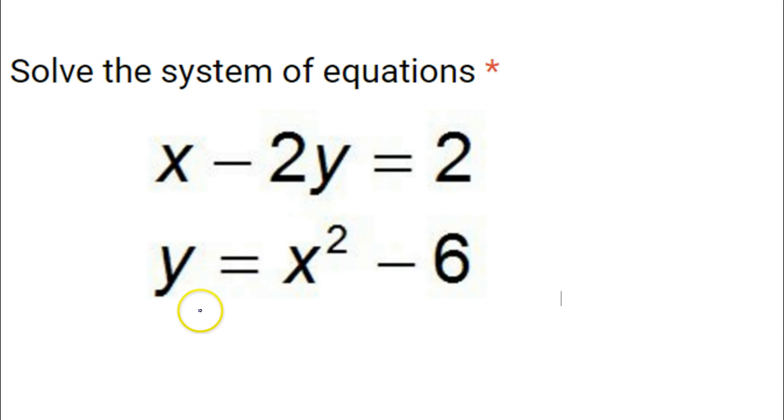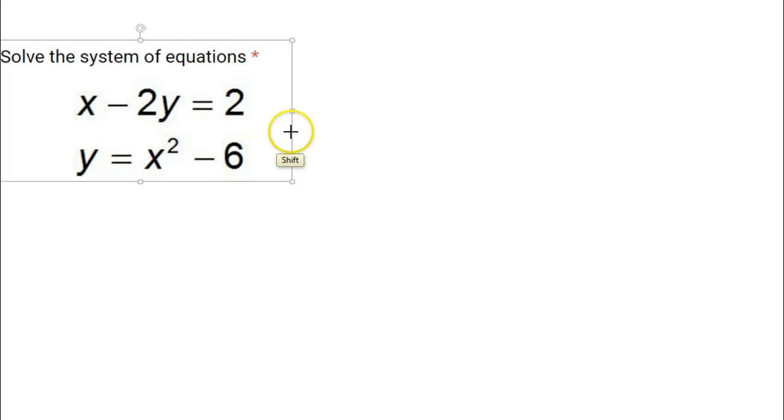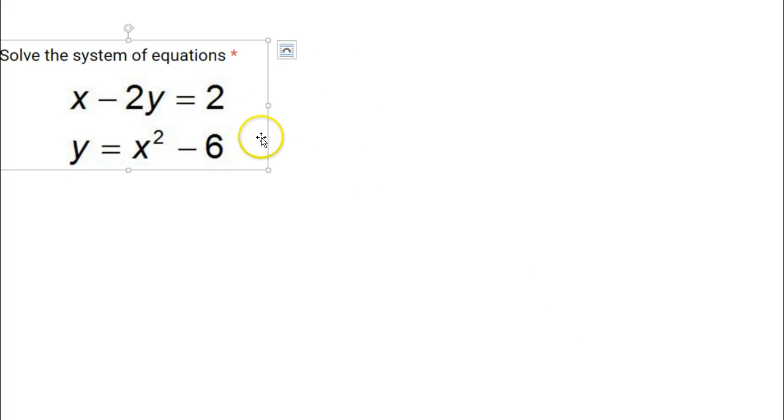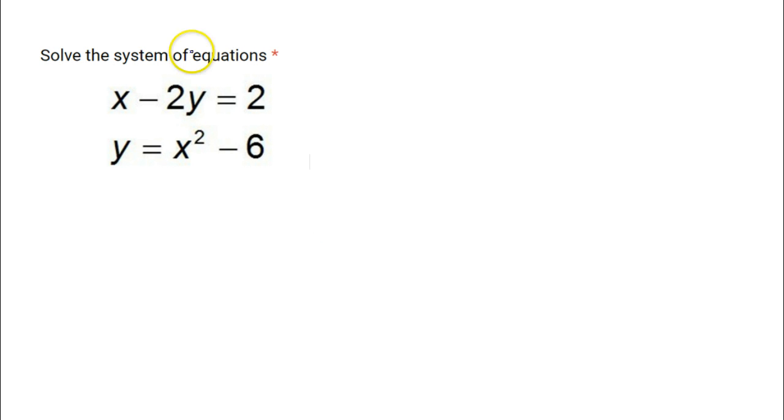We are about to solve this system of polynomial equations. Good times. But first of all, this is too big. Need to shrink that down. Okay, I am going to use substitution to do this.